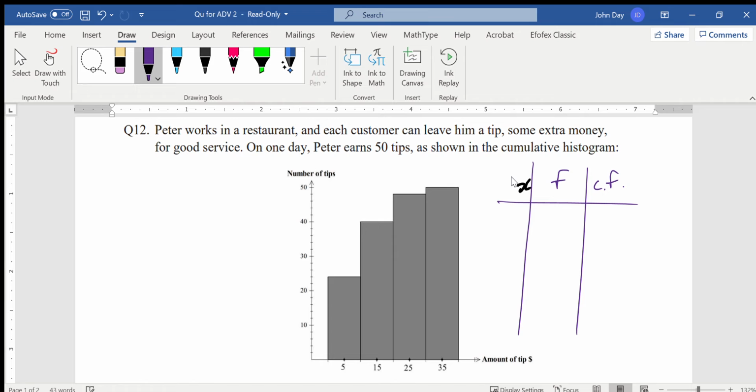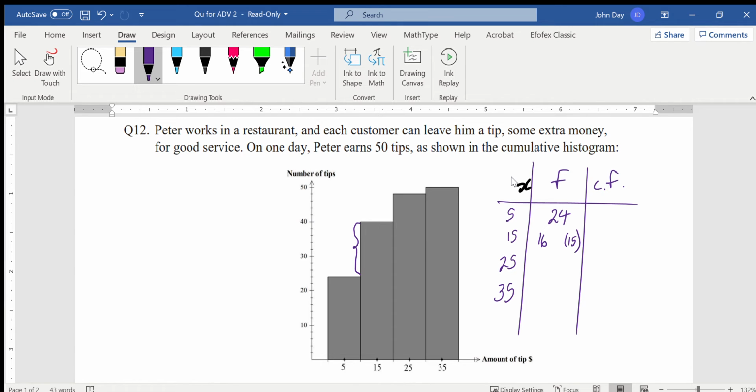You've got scores of 5, 15, 25, and 35. And the frequency of the 5s is 24. The frequency of the 15s, as per the graph, it's just whatever that jump is, like from 24 up to 40. So it's 16 as given, but it's actually supposed to be 15.